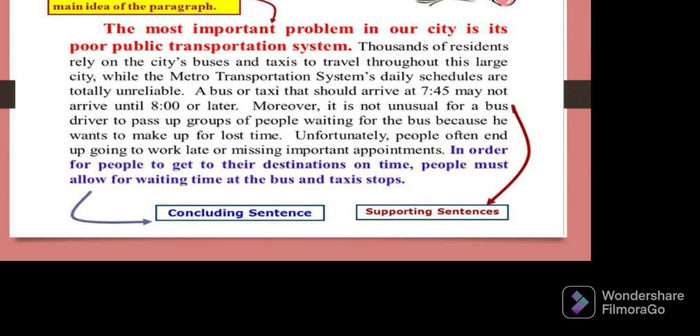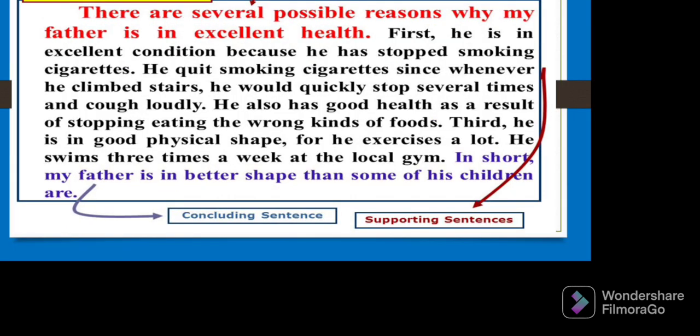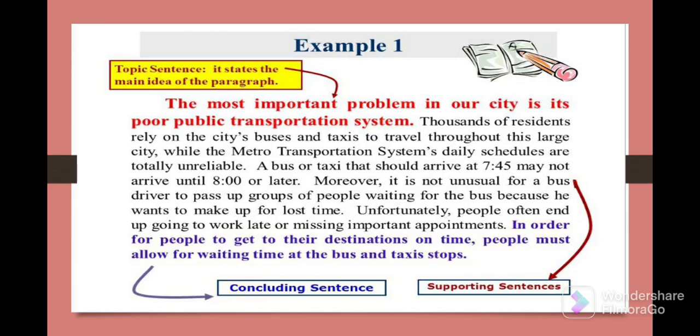Next, last comes the concluding sentence. What is that here? In order for people to get to their destinations on time, people must allow for waiting time at the bus and taxi stops. Okay, so this is the concluding sentence, which is a summarizing of the paragraph. Okay, so this is one example about the problems faced by the people in the city based on the poor public transportation system.